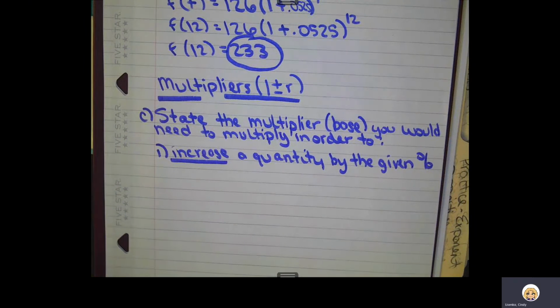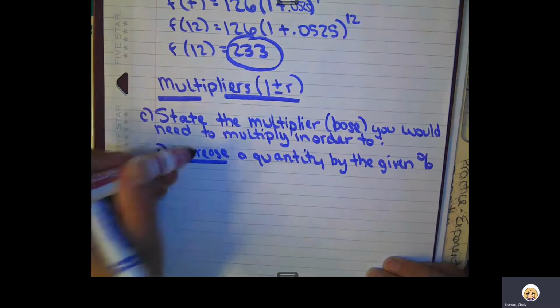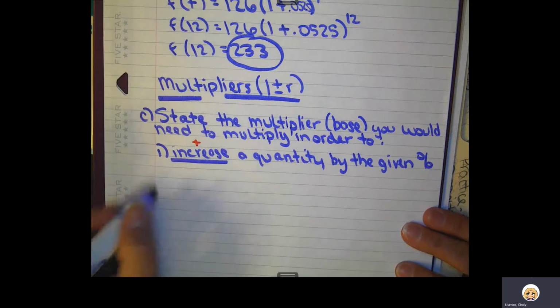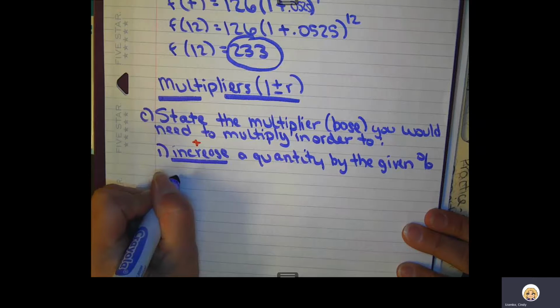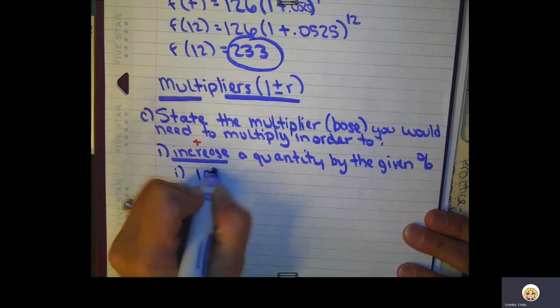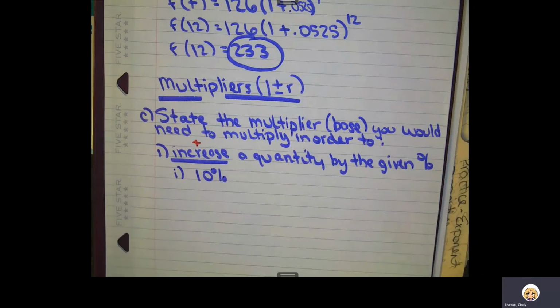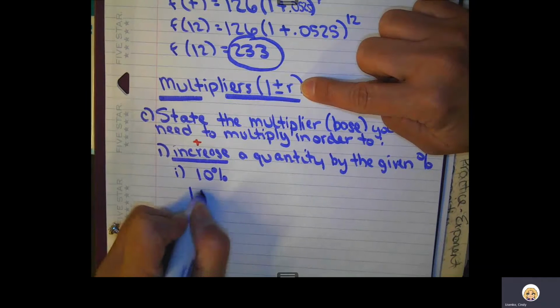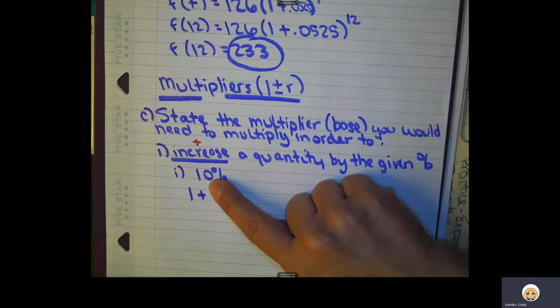So we're going to state the multiplier. Our multiplier is this 1 plus or minus r. So if we are increasing, that means we are adding inside the parentheses. So here's my first example. I'm going to put a little I here. I'm going to do 10%. If that is the amount it's increasing, my multiplier, what's inside the parentheses, I'm going to put 1 plus, and then this as a decimal.